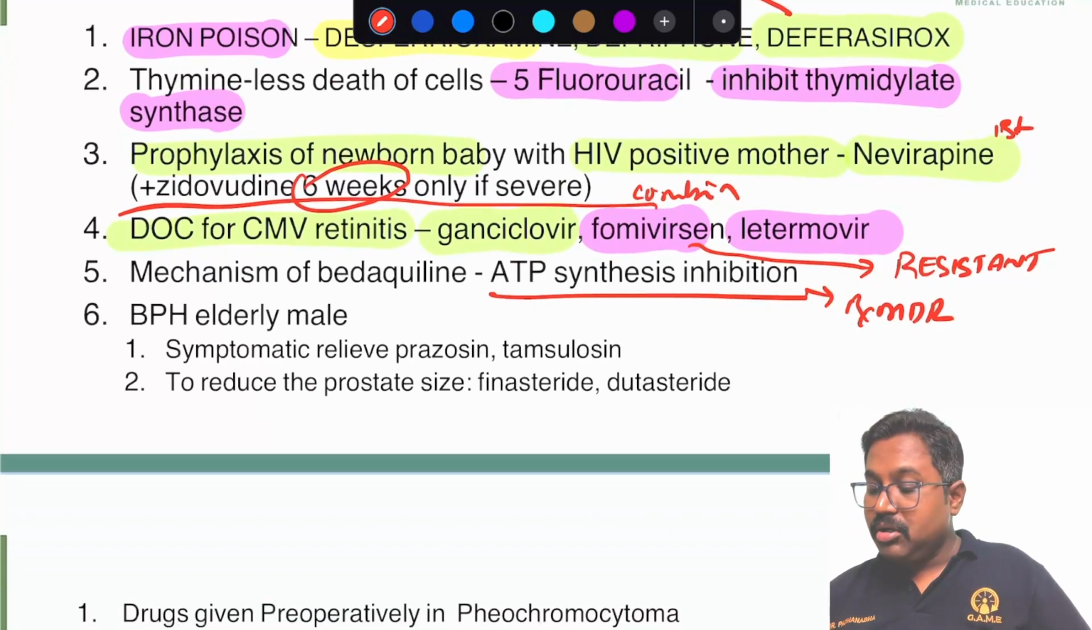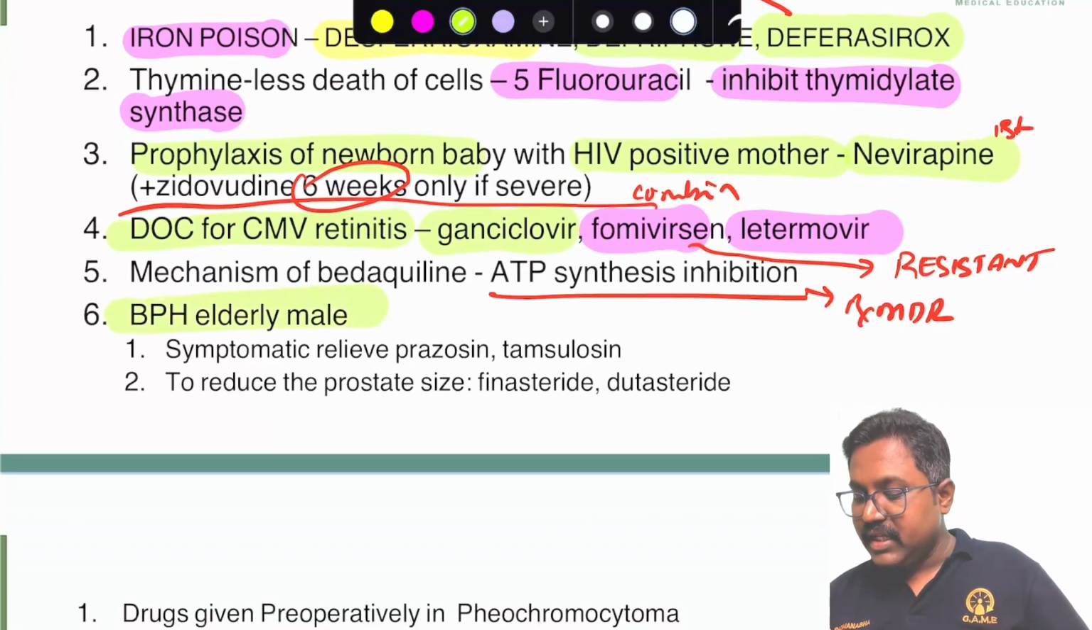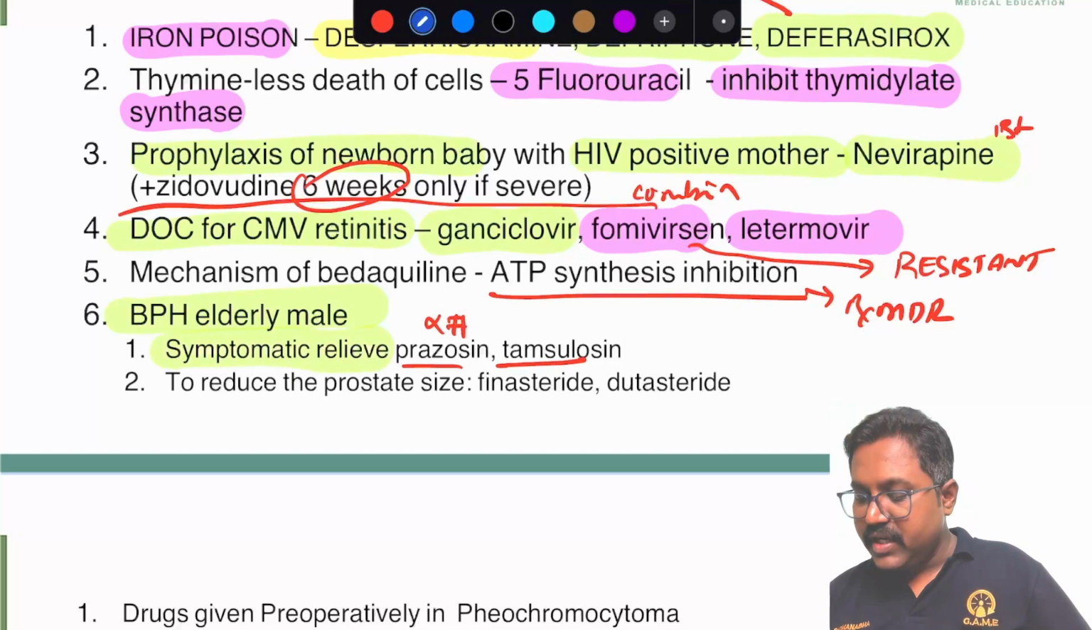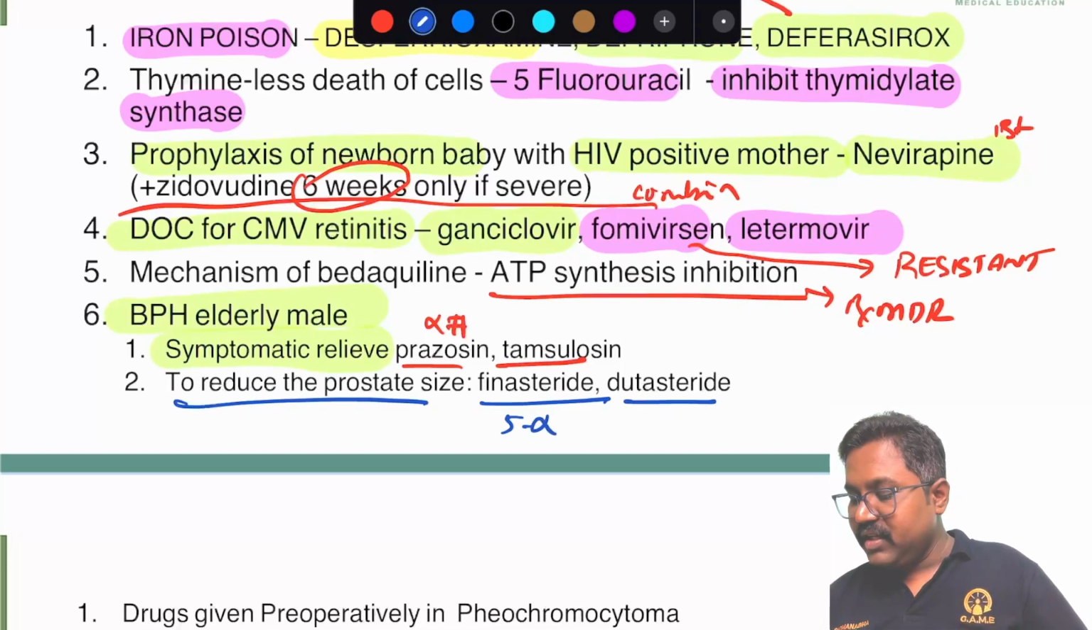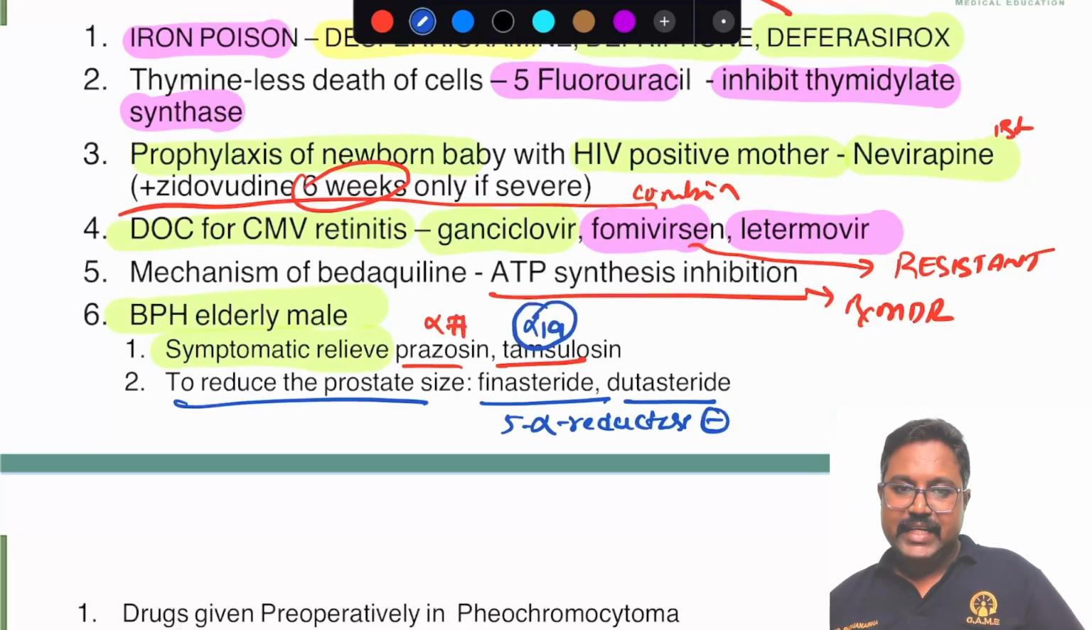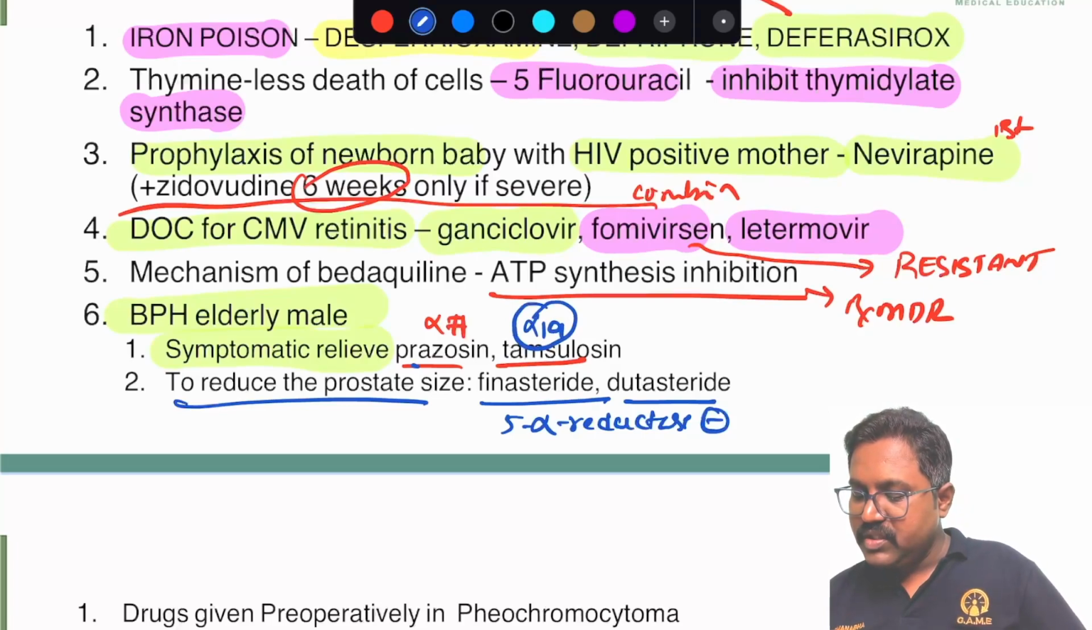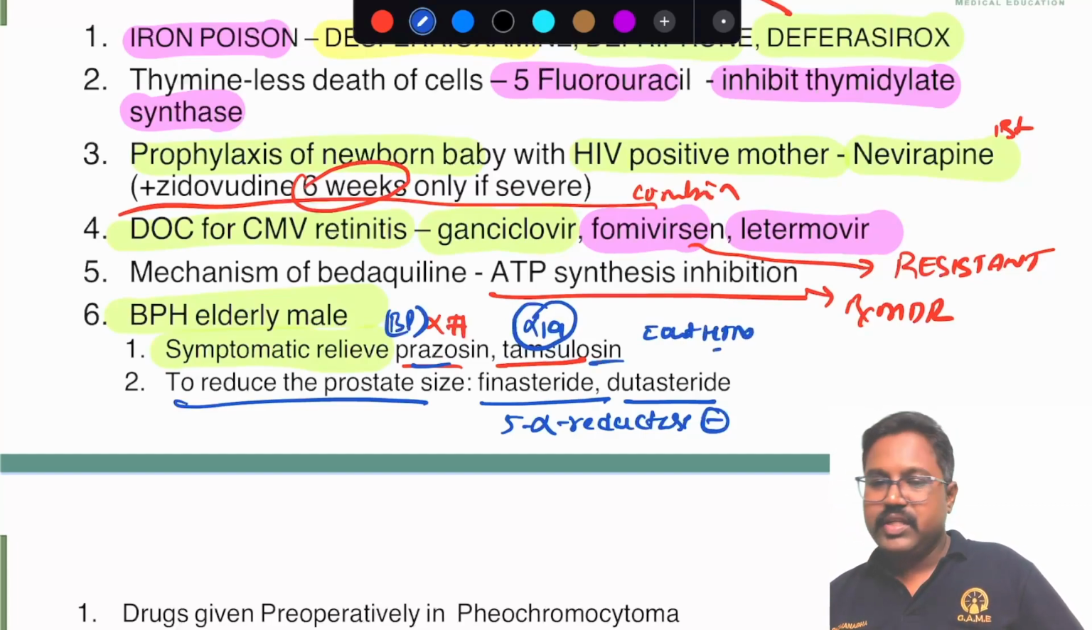So how to treat benign prostatic hyperplasia in elderly males? If it is meant for symptomatic relief, you go with the alpha blockers like prazosin, terazosin. If it is to reduce the prostate size, you go with finasteride and dutasteride, which are the 5-alpha reductase inhibitors. Tamsulosin is an alpha-1A selective blocker. Prazosin is used whenever there is an association with high blood pressure. Tamsulosin is preferred when there is no hypertension.